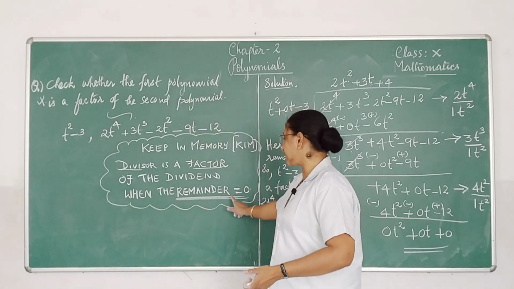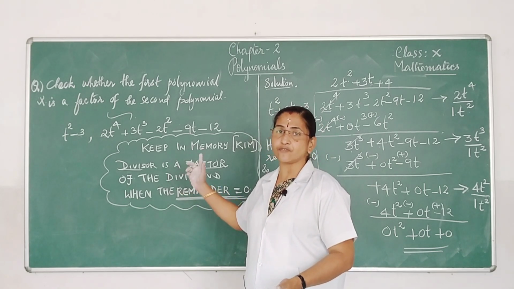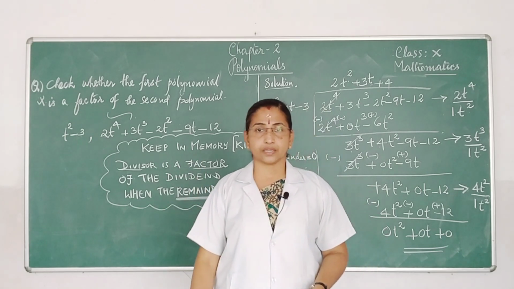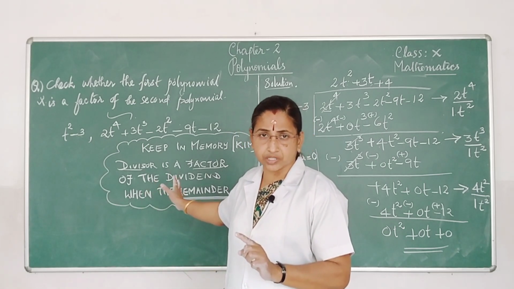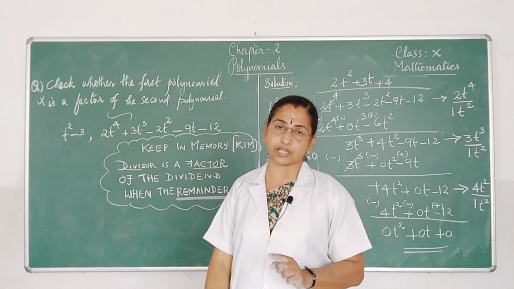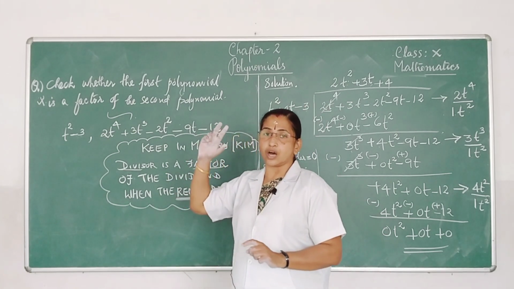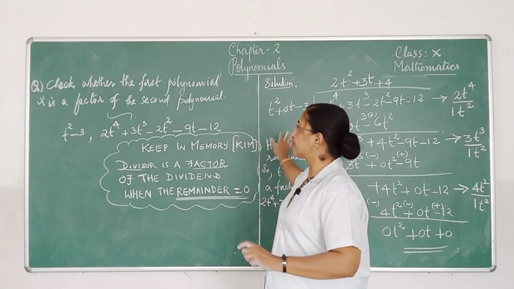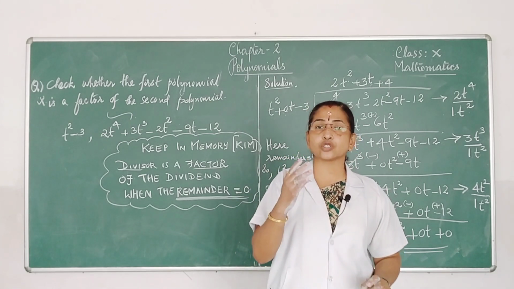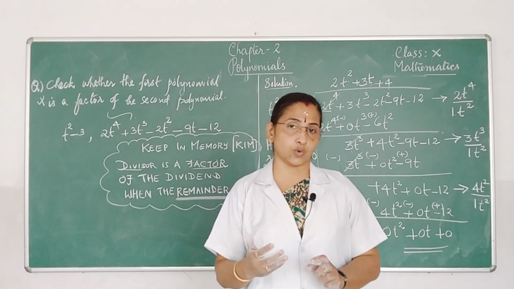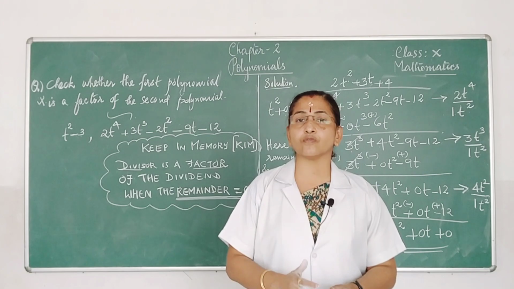What happens when the remainder equals 0? When the remainder equals 0, the divisor is a factor of the dividend. Then you are given three types of questions from this section, a very important section for board examination. Either you are asked to find the quotient or remainder, or you are asked to check whether the first polynomial is a factor of the second, or you are asked to verify the division algorithm. So these are the probable questions you can expect from this section for board examination.